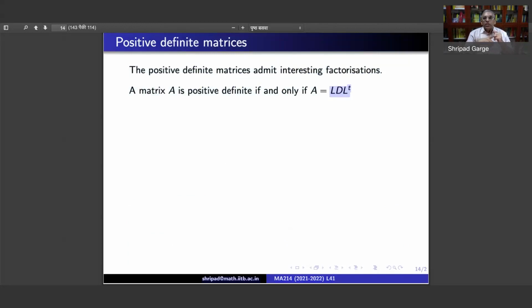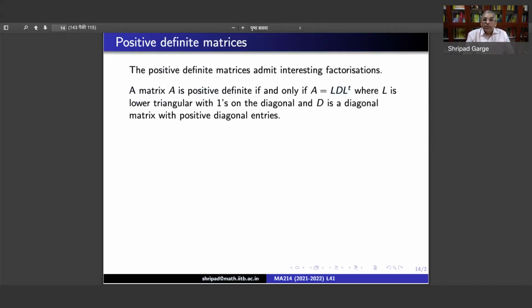D is diagonal, and if you take the transpose of LDL transpose, you will get L D transpose L transpose. You know that if you have an ABC product and you take the transpose, you are going to get C transpose B transpose A transpose. So you are going to get transposes, but the order is going to be switched. So here this matrix A is positive definite if and only if you have LDL transpose. Moreover, L is lower triangular whose diagonal entries are all 1, and D is a diagonal matrix with positive diagonal entries. Now once you have D with positive diagonal entries, every positive real number is a square.